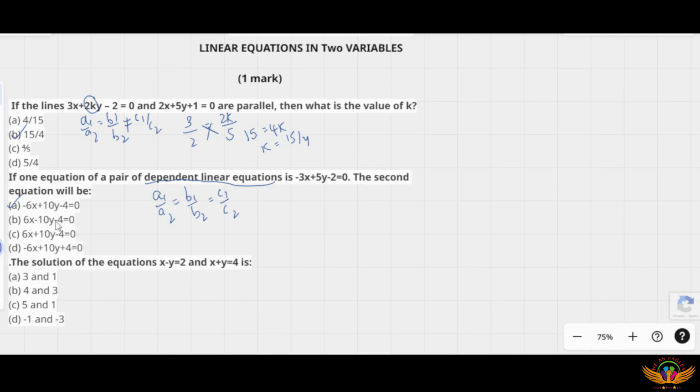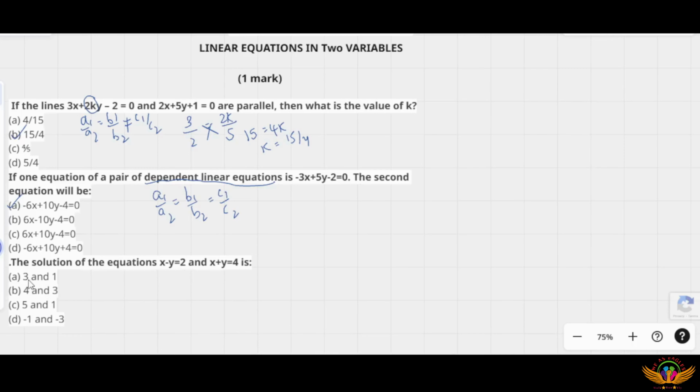the solution of the equations x minus y equal to 2 and x plus y equal to 4 is... So here they have given the numbers and we have values of x and y, and we have to substitute these values and see which option is going to satisfy the question. Let us go with the first option.